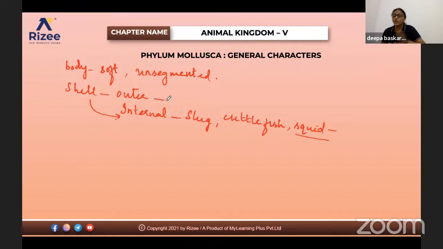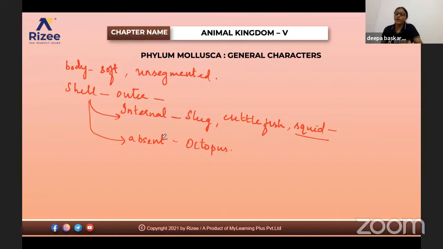And again, outer shells are present in many mollusks. Most of the mollusks have an outer shell, except very few. And don't think that all mollusks will have shells. Shells are absent in a few mollusks, for example octopus. Clear? So please try to remember these examples.